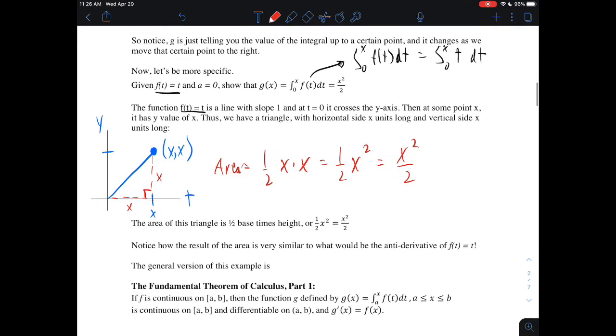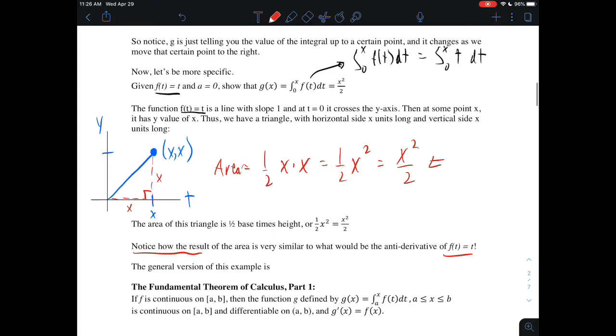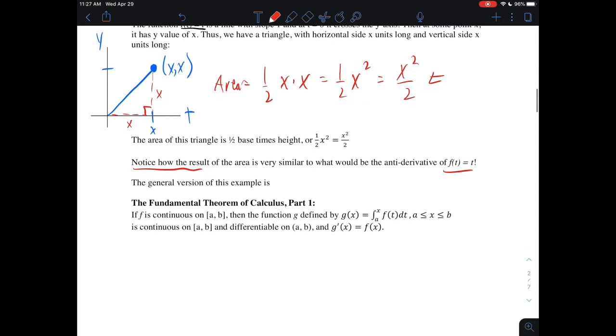So with this one specific example, notice how the result of this area is very similar to the antiderivative of f of t equal to t. If we were to find the antiderivative back in section 4.9, we would take t, that has a power of 1, we would increase that power to t squared, but then we have to divide by that new power, that's t squared over 2, which is very similar to x squared over 2. So this example is an example of a general version that we call the fundamental theorem of calculus.